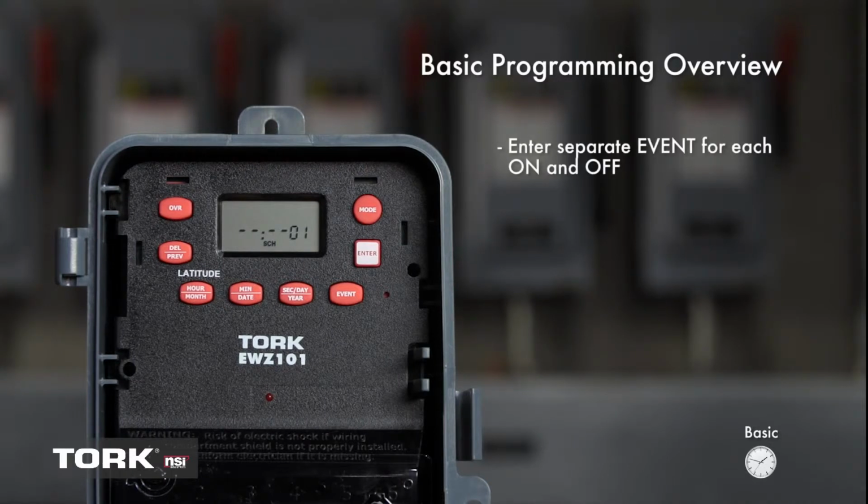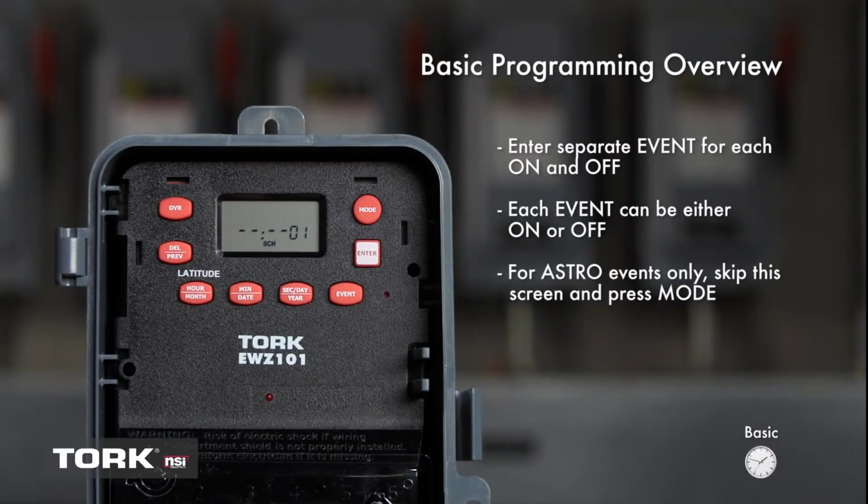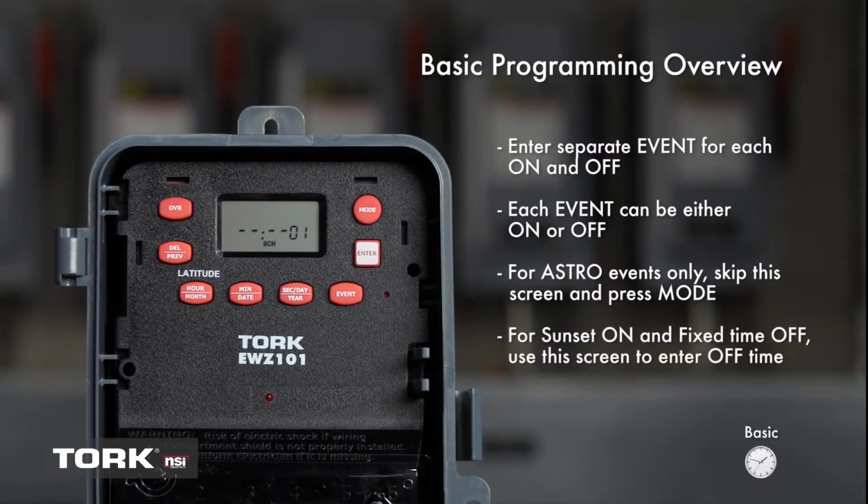Press mode to continue. Before we begin scheduling, there are some things to keep in mind. You will need to enter a separate event for each on and off. Each event can be an on or off type. You will get to choose. In the next section, we are going to show you how to program for a basic schedule. If you are programming for an astronomic event only, you can press Mode now to go to the Astro screen on your timer. We will cover astronomic programming in the last segment of this video. To create a combination sunset on and a fixed time off, such as 10 p.m., you will use this screen to enter the off time.